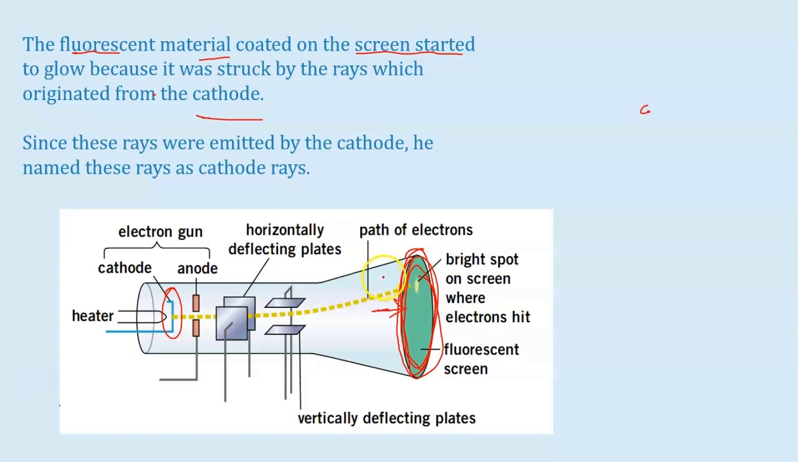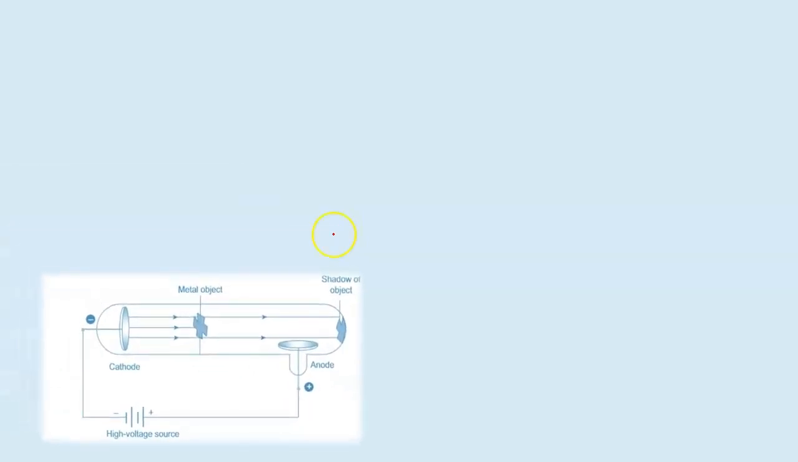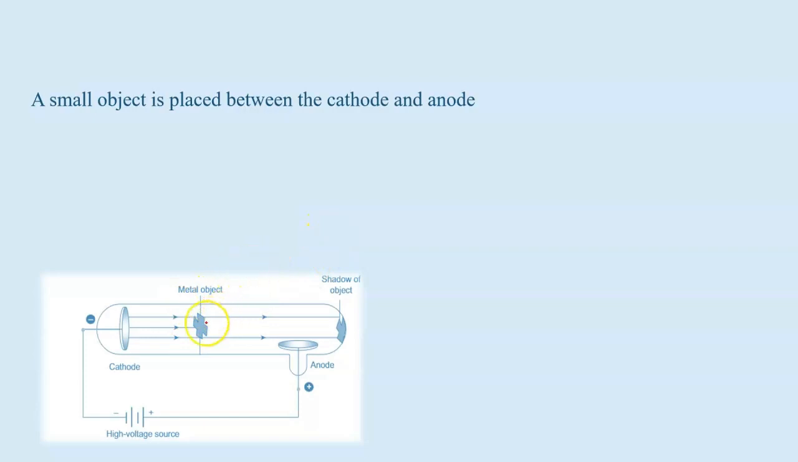Since these were being emitted from the cathode, he named these rays cathode rays. We will learn by doing some experiments, and then we will see what the properties of these cathode rays are.